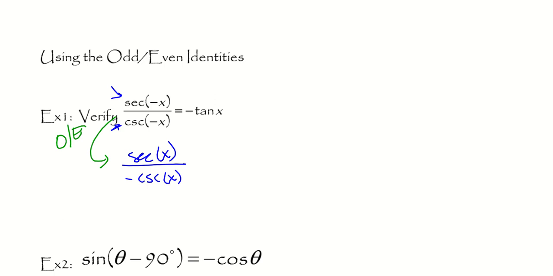So we have some options here. Actually, we're there, aren't we? By our quotient identity, right? So by our quotient identities, isn't secant divided by cosecant tangent? And so with our negative, right, that can be brought out in front, and we get the negative tangent of x. And we're done, right? We have proven that identity.